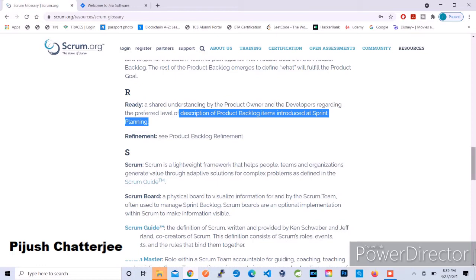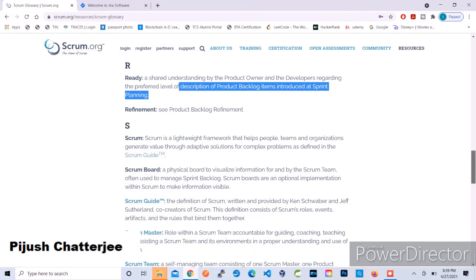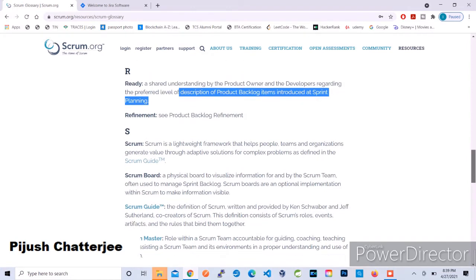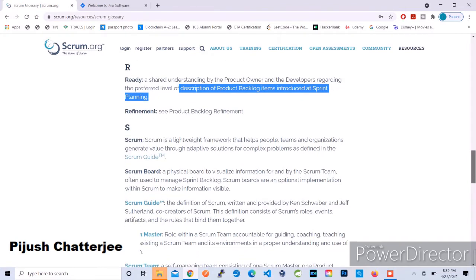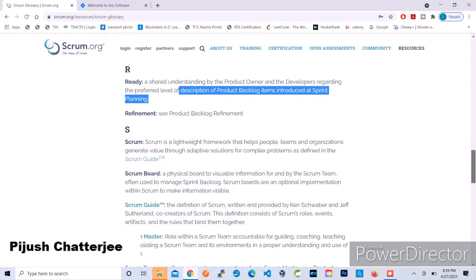Refinement is the same as product backlog refinement. The more you know, the more you update the story, so that there is no doubt about the end result of a particular work completed, which is part of a story or task in the sprint.